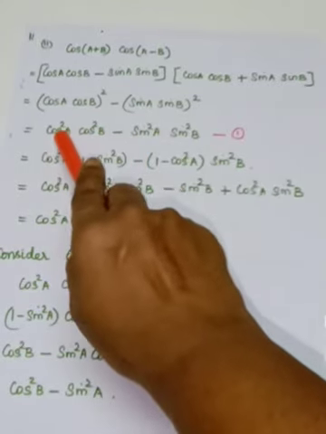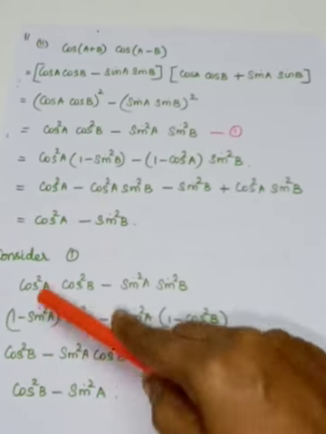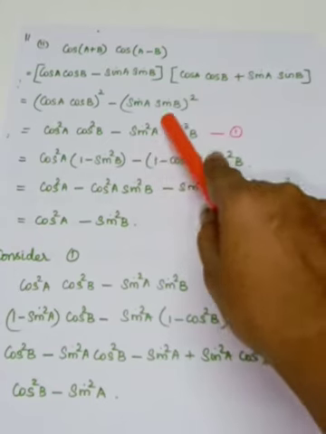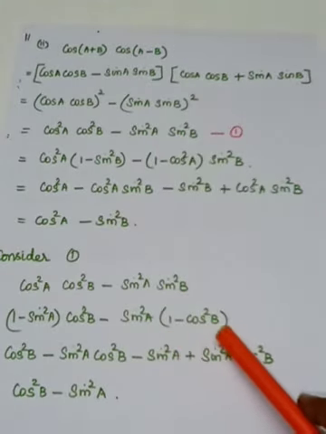But we have to change which one? Cos squared A. How will it be written? 1 minus sin squared A. Next, sin squared A has to be written as it is. This has to be changed. So sin squared B can be written as 1 minus cos squared B.